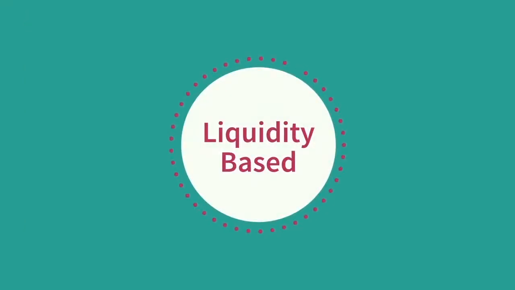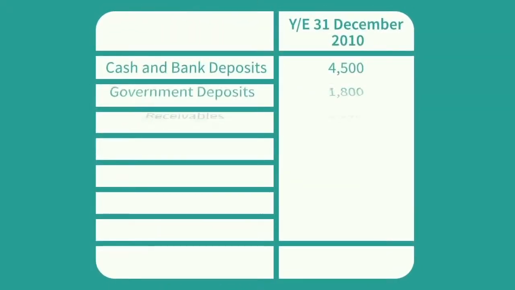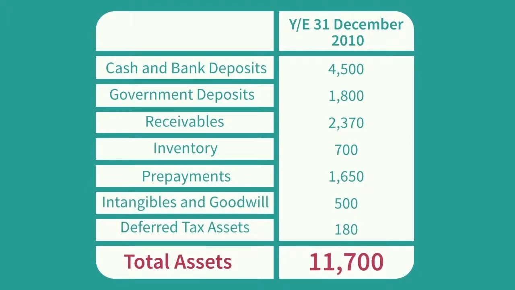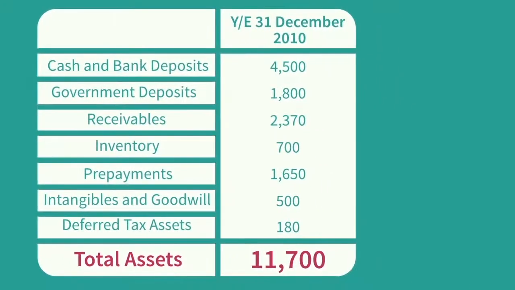With liquidity based, we move away from the current non-current breakdown and present the accounts in order of liquidity. We still have the distinction between assets, liabilities, and equity, but now, rather than classifying items in terms of their current or non-current nature, we order all accounts under their broader categories in terms of liquidity.